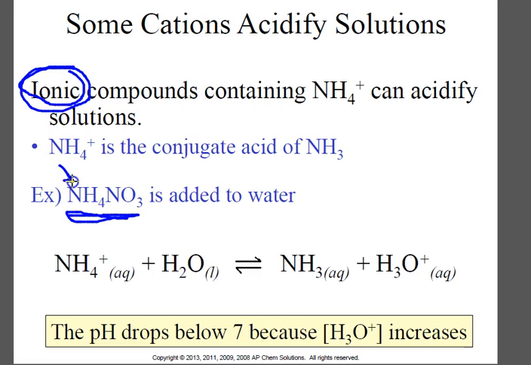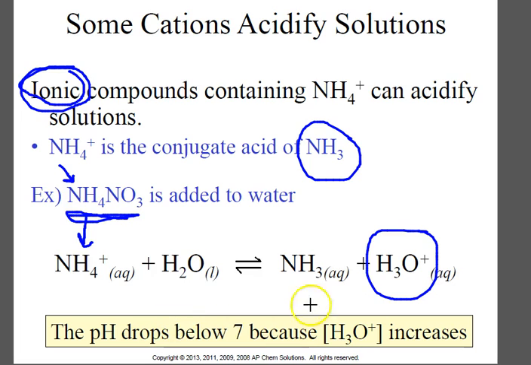Ammonium, which you see as our cation here, is the conjugate acid of NH3, and NH3 is a weak base. So ammonium, the conjugate acid, could act as a decent acid. If you have ammonium nitrate added to water, the ammonium ion could react with the water to form ammonia and H3O+. Because we just formed H3O+, the pH would drop below 7.